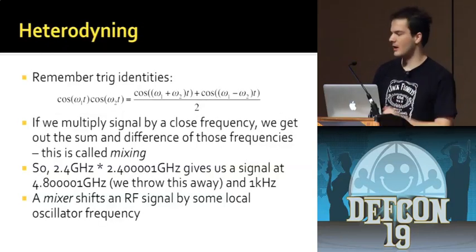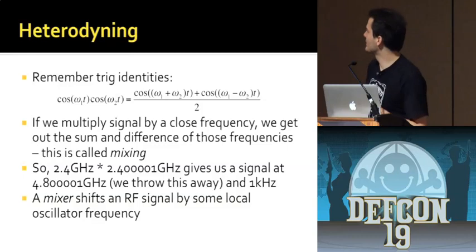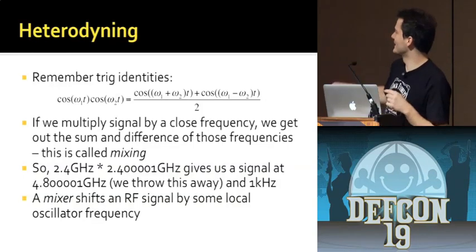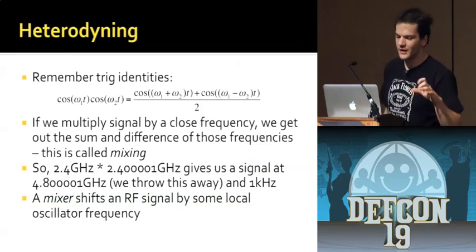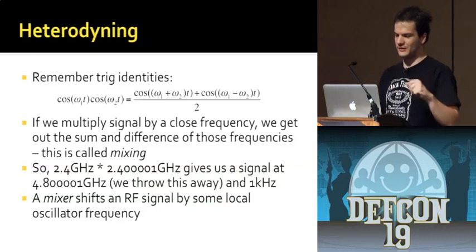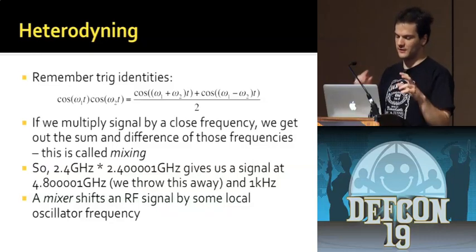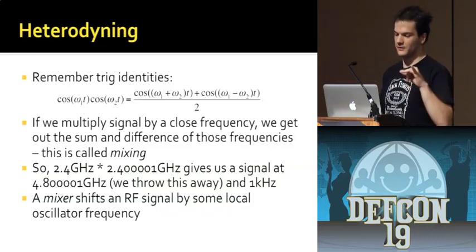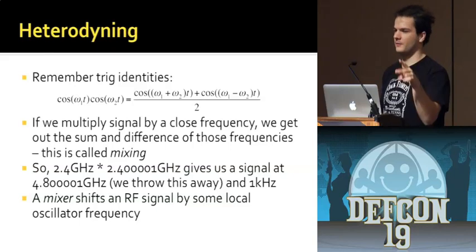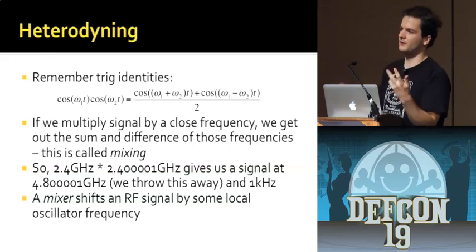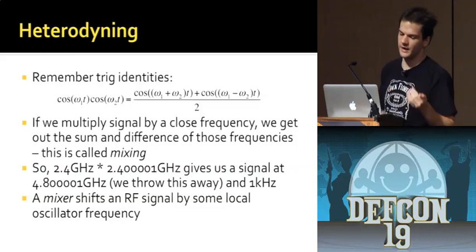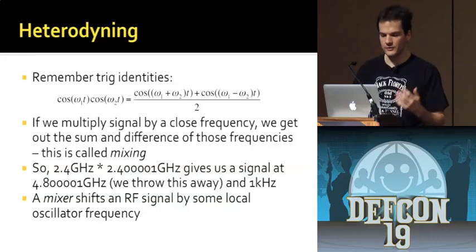So the way this works is there's a little more math here. The trig identity that I'm looking at is the product to sum rule. Basically, if you multiply two sine waves at two different frequencies, what you get out is the sum of their frequencies and the difference of the two frequencies. And you lose half the power basically in the process of doing that because the two signals are halved. So what this is called is mixing.